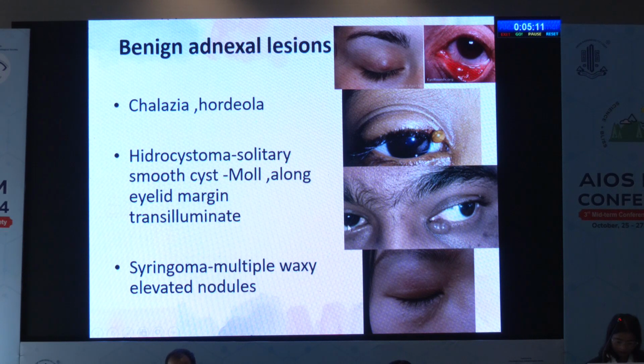Of the adnexal lesions, we all know the chalazion and the hordeola are so common. Apart from that, we have the hidrocystoma, which are solitary, smooth nodules that arise from the cysts of Moll. If they contain clear fluid, then they transilluminate, otherwise they don't. And then the syringoma, which are multiple, waxy, elevated nodules.